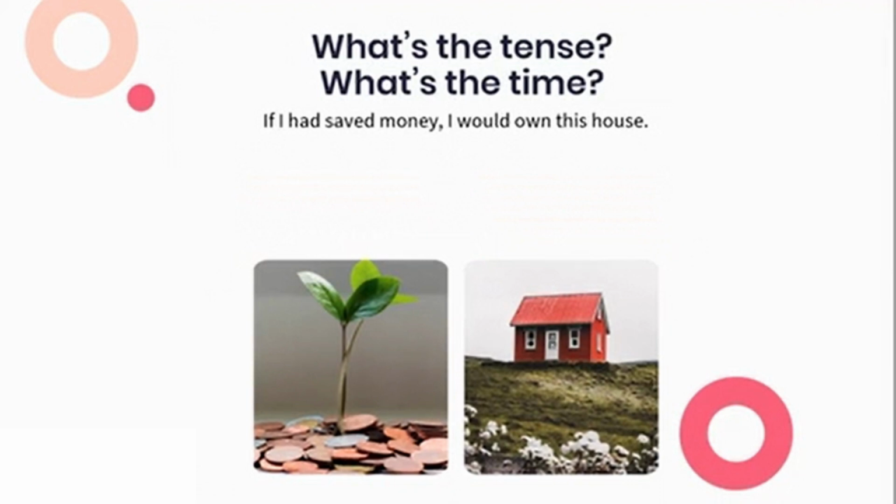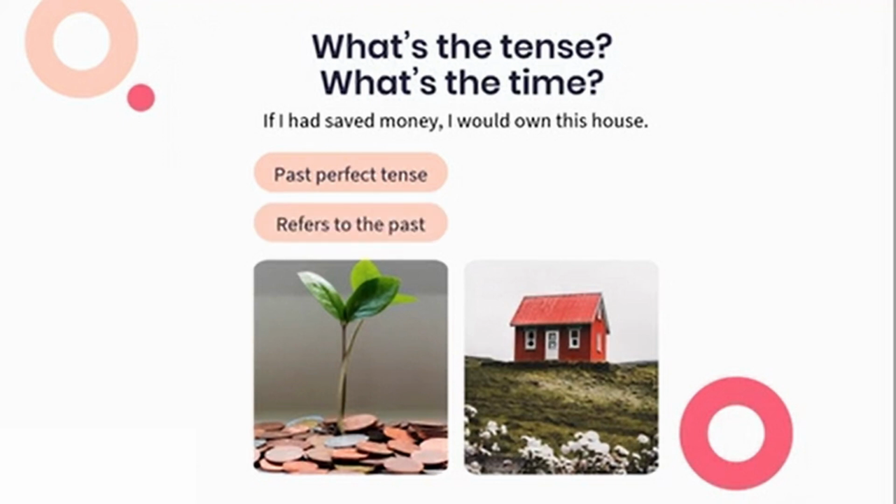If I had saved money, I would own this house. Let's start by looking at the condition. If I had saved money. What tense is it? It's past perfect tense. And to what time does it refer? It refers to the past. The opportunity to save money was in the past.